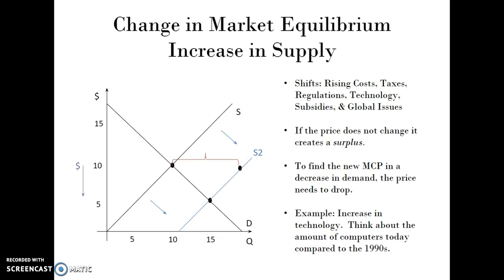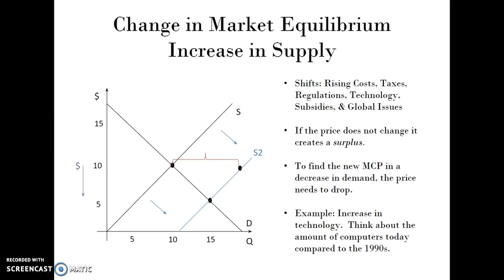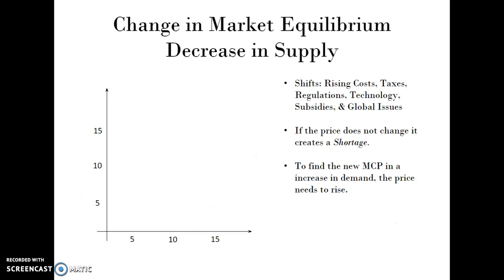This is due to rising costs, taxes, regulations, subsidies, global issues, something along those lines. It's going to cause us to change the supply for a product, so how much we're producing. Let's run through the last one here.